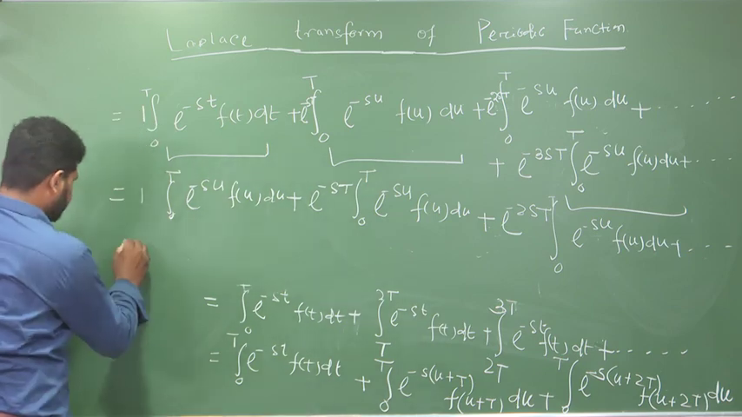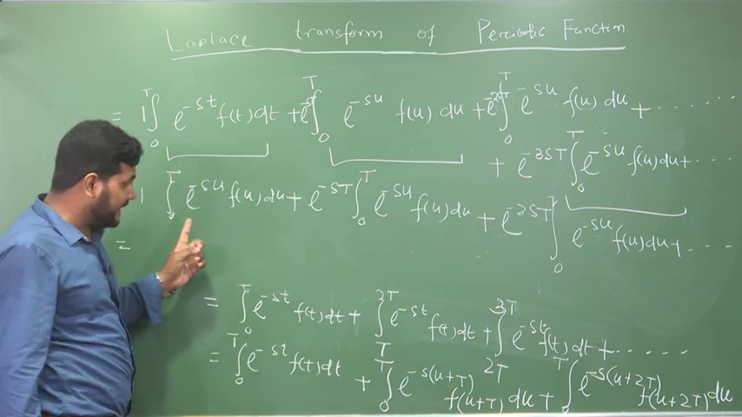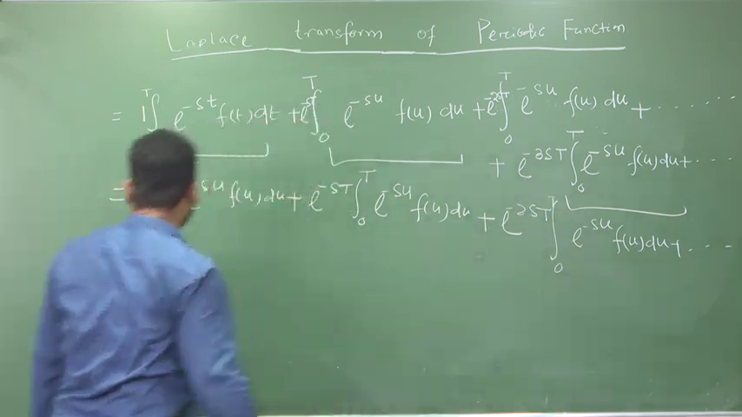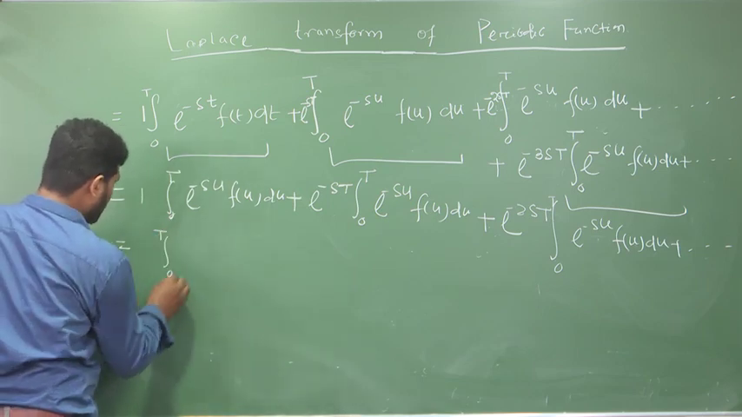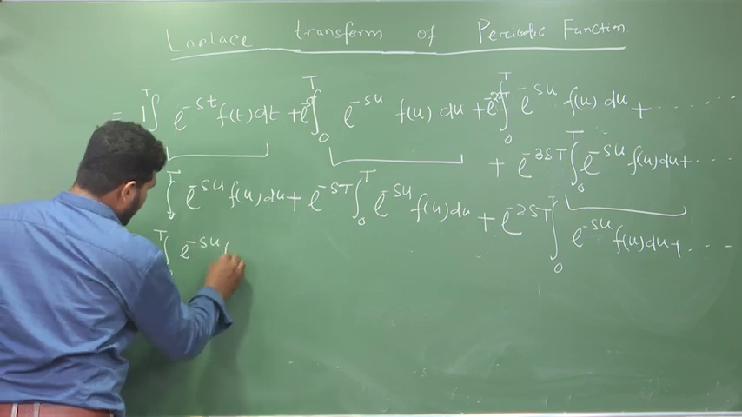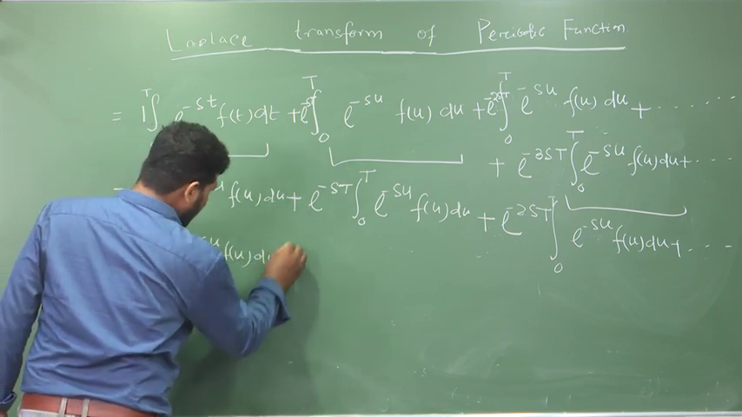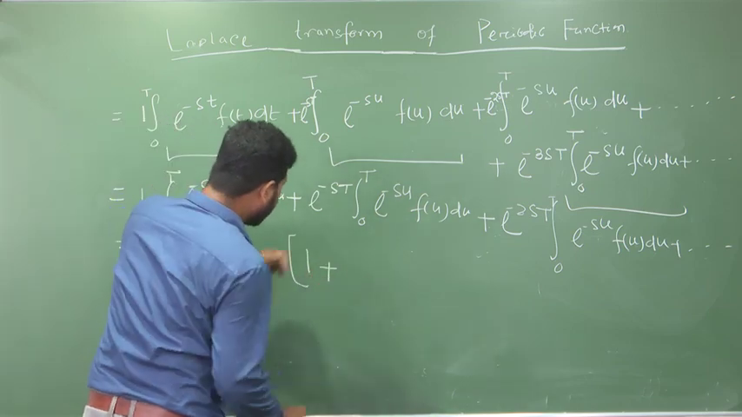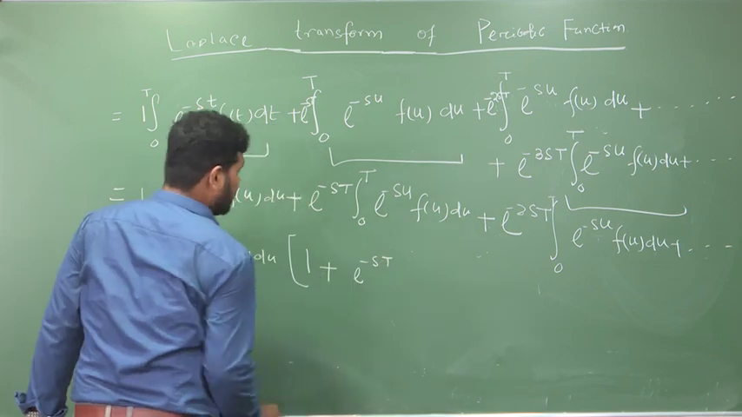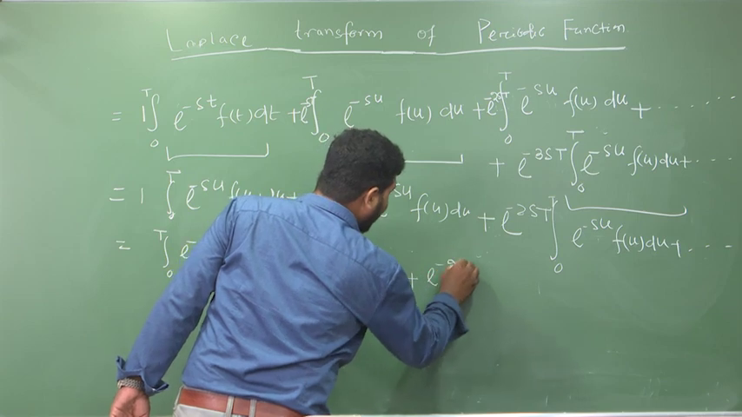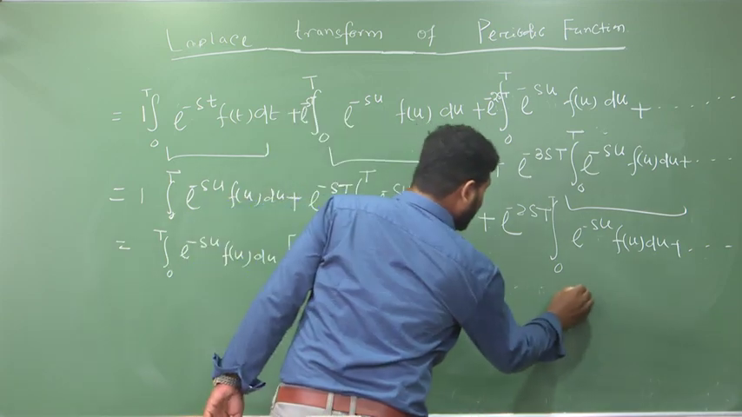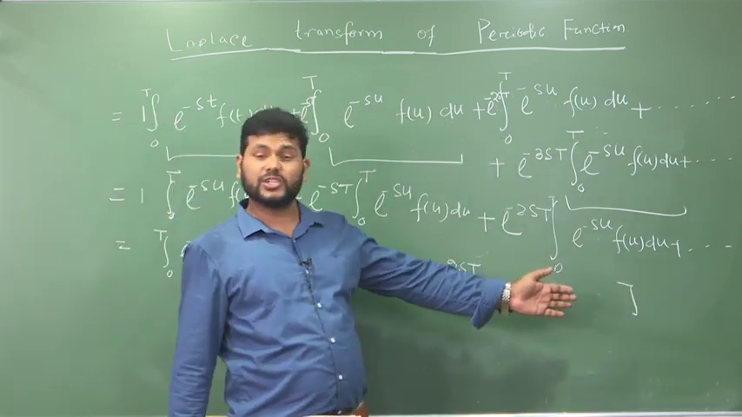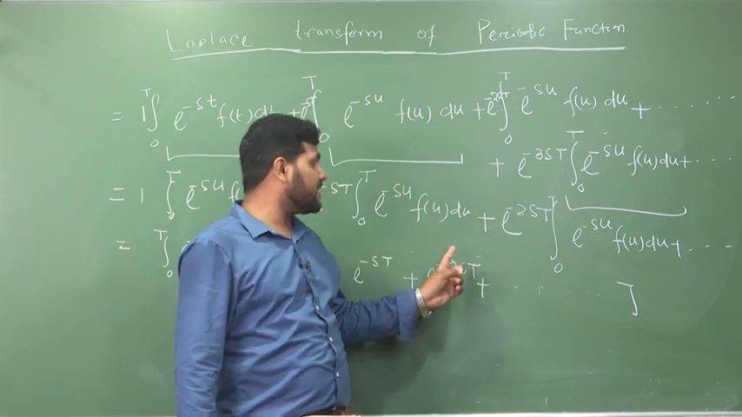Fine. So now if I take that integral common, since in every term I have a common thing, I will write it only once: 0 to T e power minus su f of u du. So now what is left in the first term? 1. What is in the second term? e power minus sT. What is in the third term? e power minus 2sT. This will continue up to infinity. Easily you can tell me what will be in the next term. e power minus 3sT.